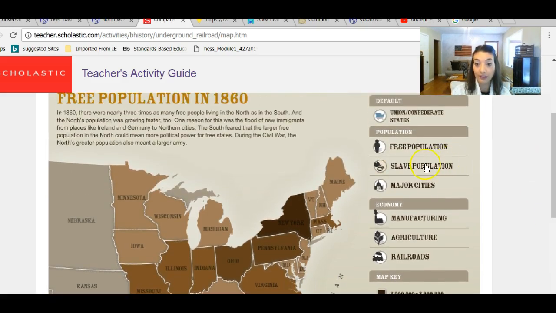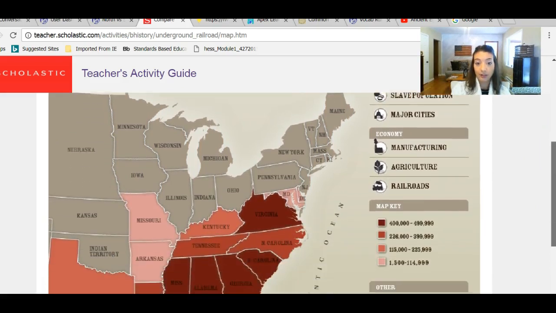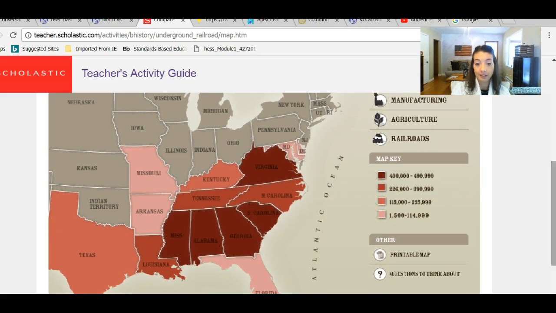Okay, now slave populations. So scroll down so we can see our map key again. Slave populations. So if it's gray, they don't have any slaves, right? Dark red, 400,000 to almost 500,000. You look at Virginia, South Carolina, Georgia, and so on, and you can see the lighter pink colors and how they correspond to which state and how many people were enslaved in those, okay?